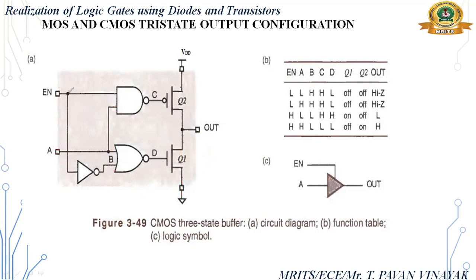So I am giving input 0, output is also 0. Now enable is 1, A is 1 now. So 1, 1 means it is 0. So it is on. Next, this one is 1, this one is 0. So output is 0. This will be off. So what is output? VDD comes to output. So output is VDD, that is 1. So whenever input is 1, output is 1. Right?